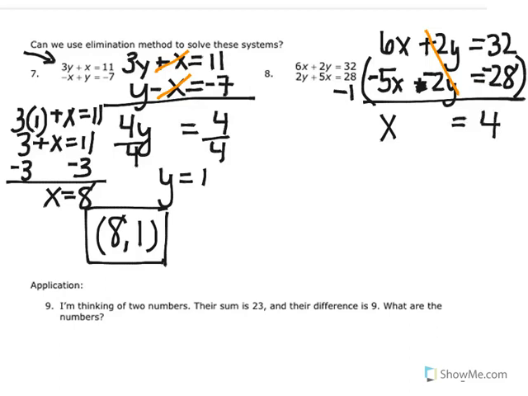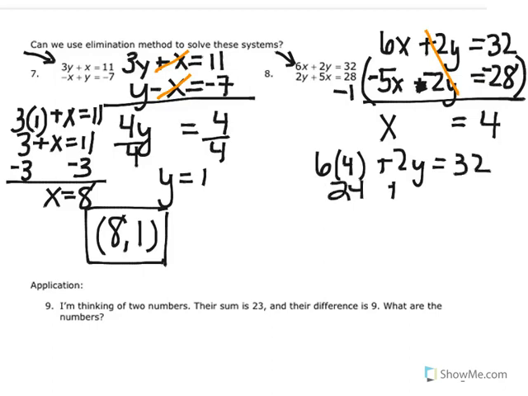So x equals 4. And now we can plug that back into one of the equations. I'm just going to use the first equation. We'll do 6 times 4 plus 2y equals 32. And so we have 24 plus 2y equals 32. Subtract 24.